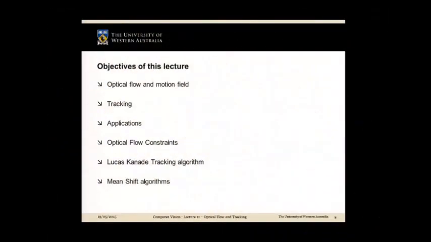Good morning, everyone. Today we have lecture 11 of computer vision, which is optical flow and tracking. Optical flow and tracking is, again, one of the important topics of computer vision, and why is it required? Because if, let's say, the camera is moving, we want to calculate that camera movement from frame to frame.